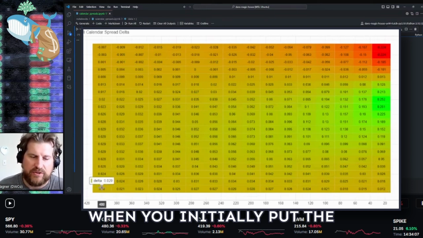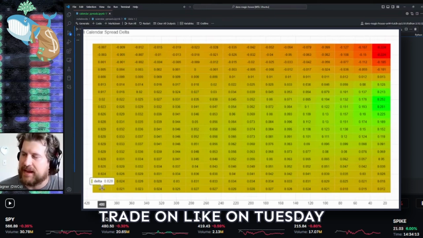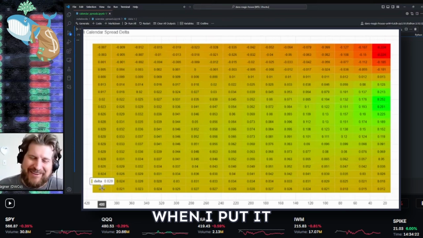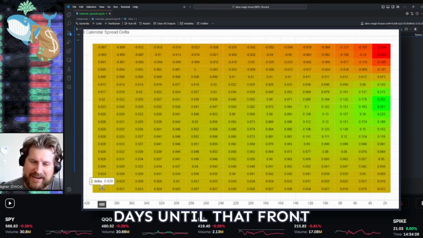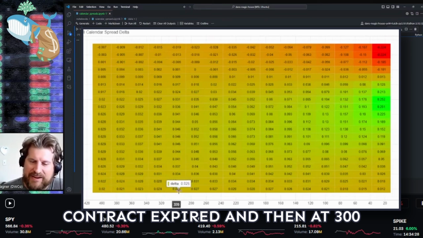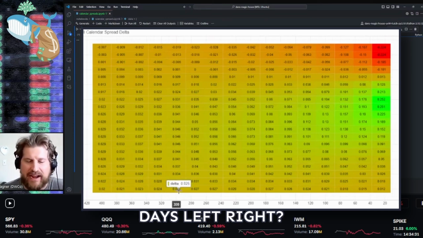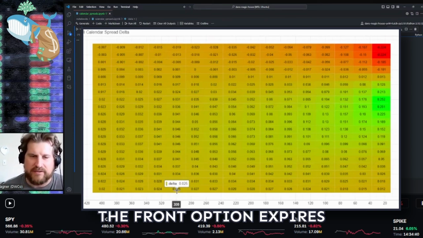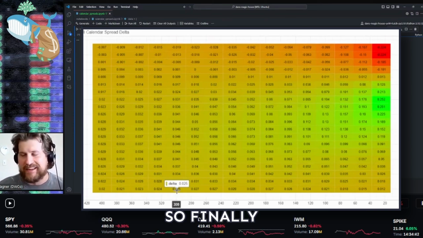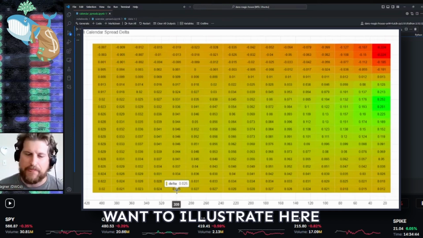When you initially put the trade on, on Tuesday, when I put this together, there were 4 days until that front contract expired. And then at 300, that's 3 days left, right? I did this as a percentage of day remaining until the front option expires. Okay, so finally, to the point that I want to illustrate here.